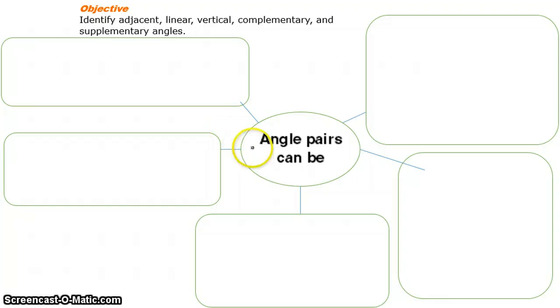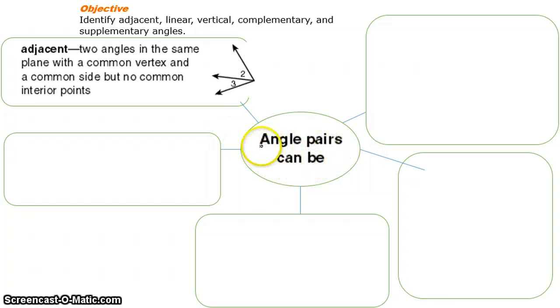Alright, angle pairs can be adjacent. Well, what does it mean to be adjacent? I want you to think for a minute. Have you heard that word before? When you think of the word adjacent, what does that mean to you?